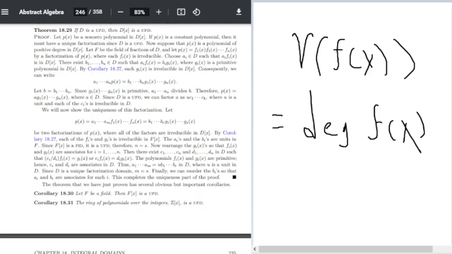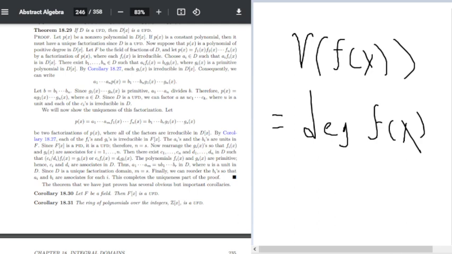We will now show the uniqueness of this factorization. Let p(x) be equal to a1 all the way to am f1(x) all the way to fn(x), which is equal to b1 all the way to br g1(x) all the way to gs(x), be two factorizations of p(x), where all the factors are irreducible in D[x]. By Corollary 18.27, each of the fi's and gi's are irreducible in F[x]. The ai's and bi's are units in F. Since F[x] is a PID, it is a UFD. Therefore, n is equal to s.